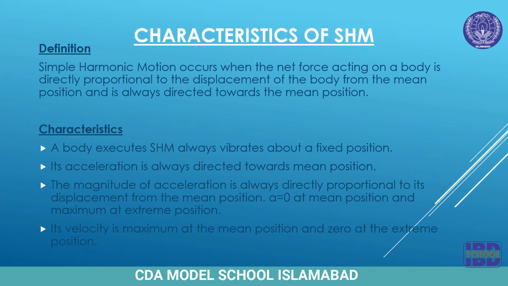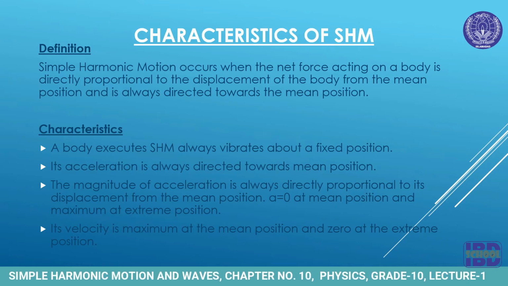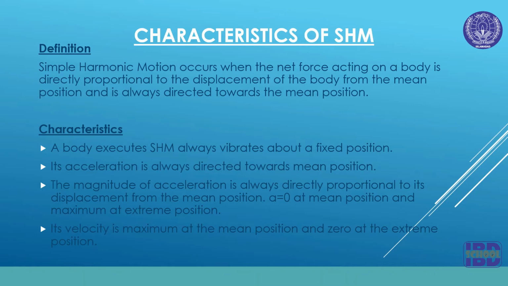A is 0 at the mean position and maximum at the extreme position. And fourth point, its velocity is maximum at the mean position and 0 at the extreme position. So these are the characteristics of simple harmonic motion.